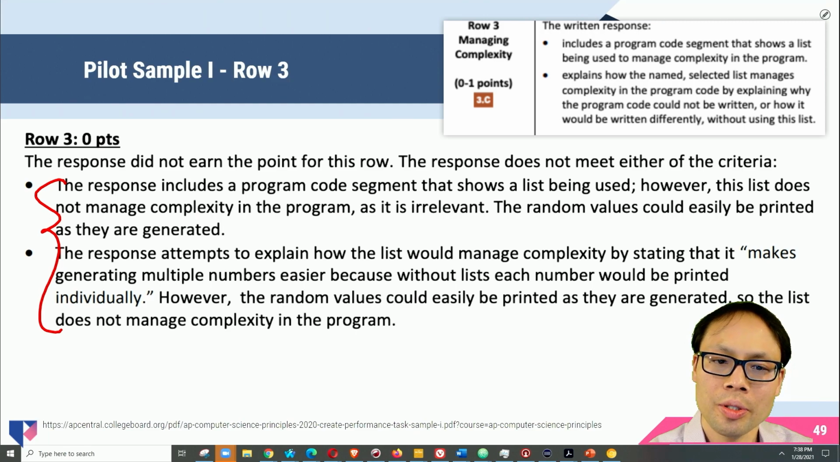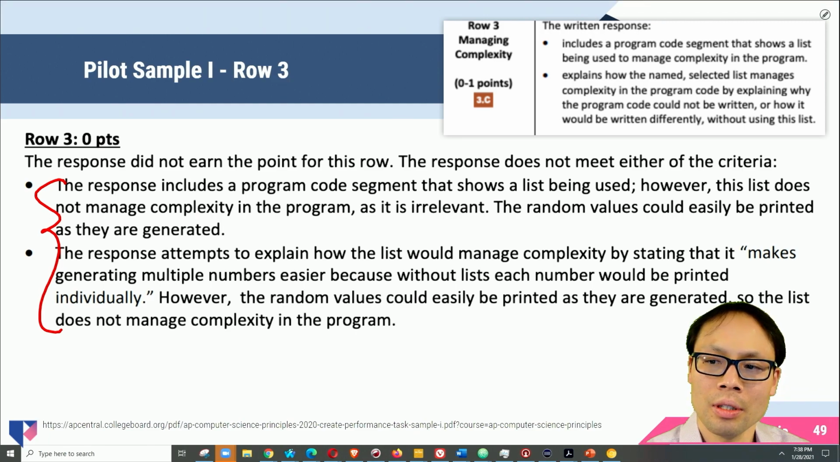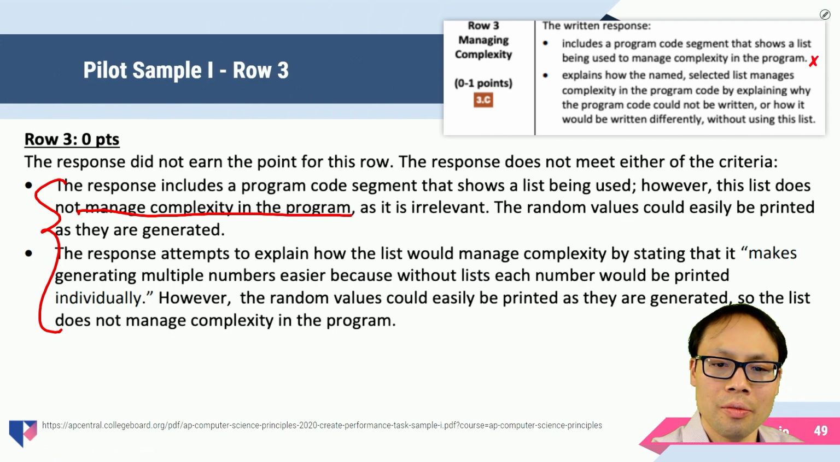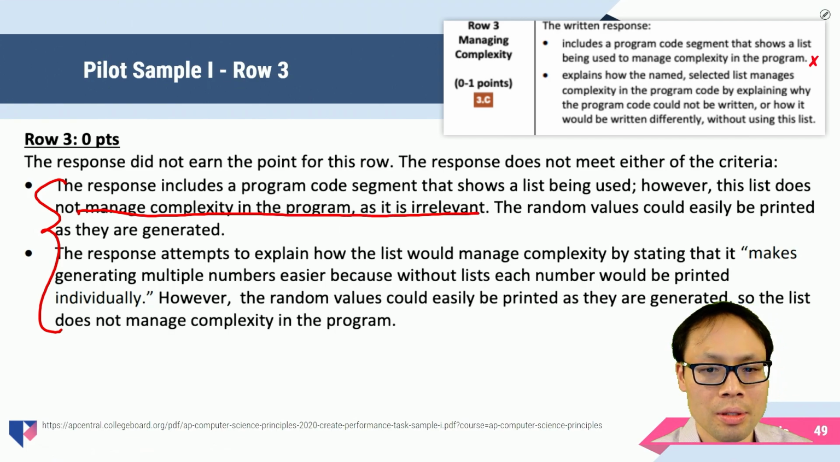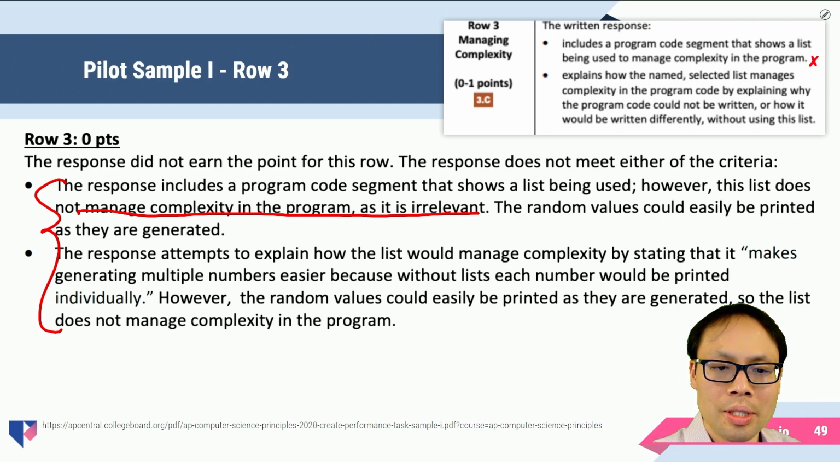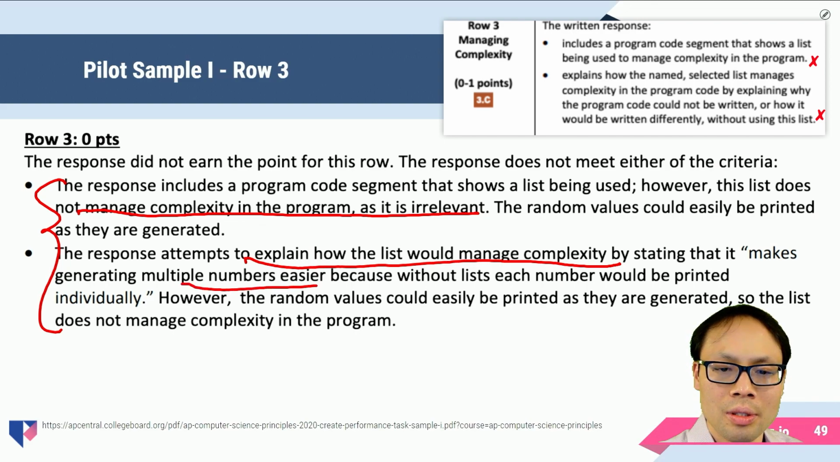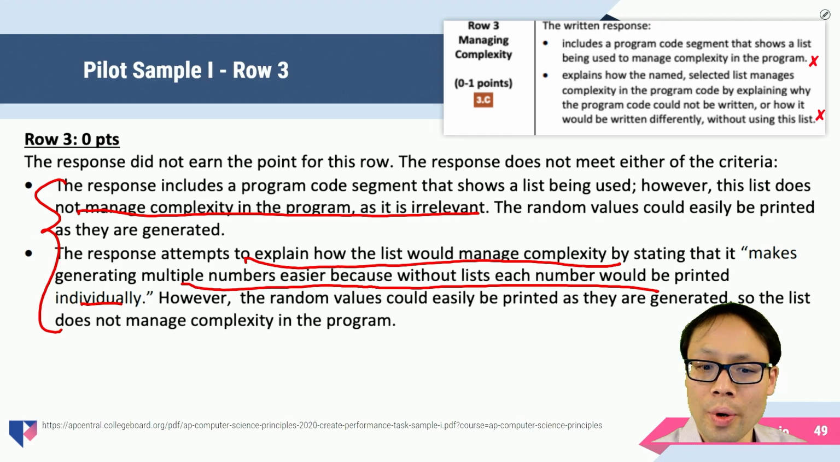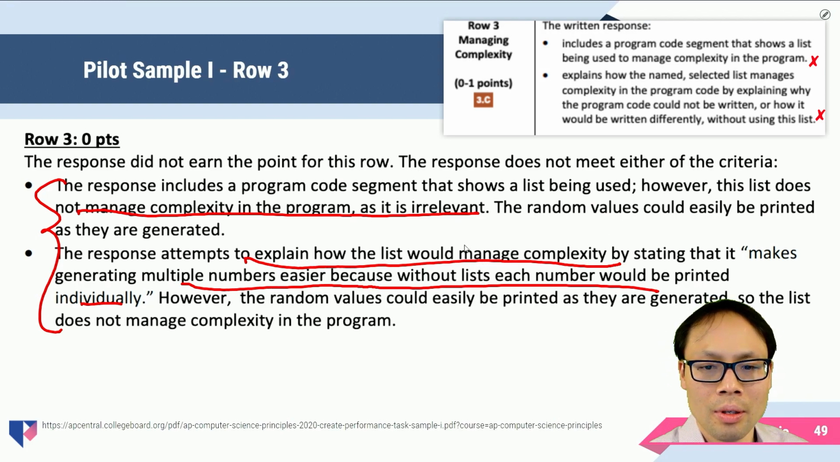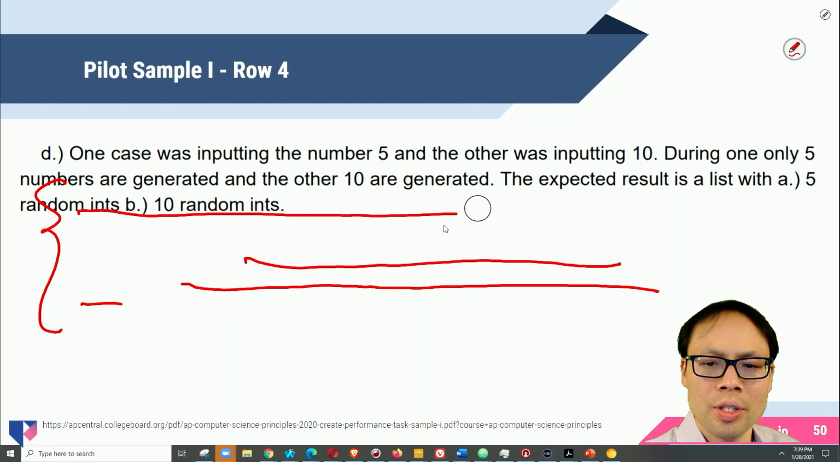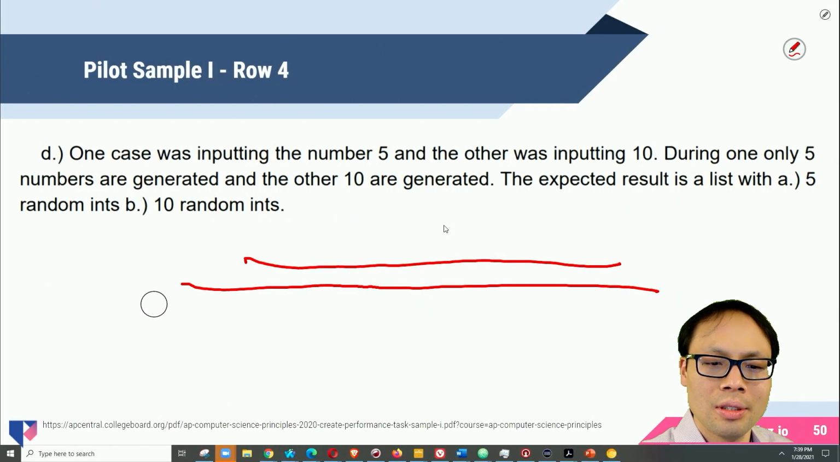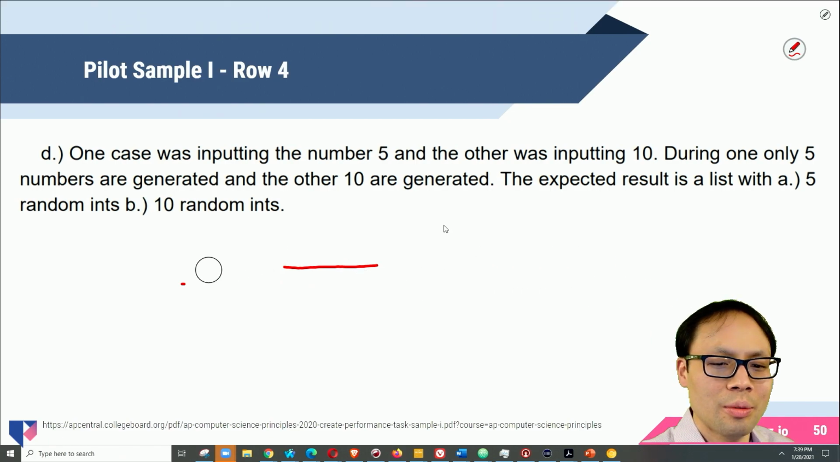Okay, so the response includes a program segment that shows a list. However, the list does not manage the complexity of the program. It is irrelevant. Okay, that's the first part here. The response attempts to explain how the list manages complexity by generating multiple numbers, because without lists, each number would be printed individually. However, the random values could easily be printed as they are generated, so the list does not manage the complexity of the program. So again, I think the College Board is trying to eliminate some not very rigorous submissions in the past here.